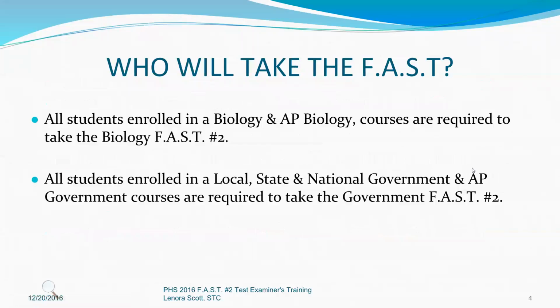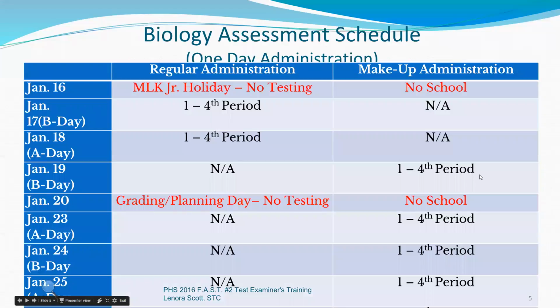Who will take the FAST? That's all students who are enrolled in biology and AP biology courses; they are all required to take the biology FAST-2. Also, those students who are in the local, state, and national government AP courses are required to take the government FAST.